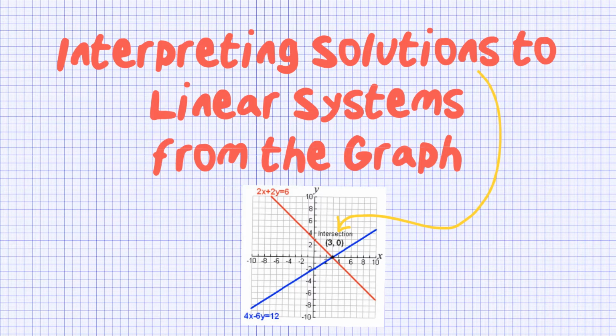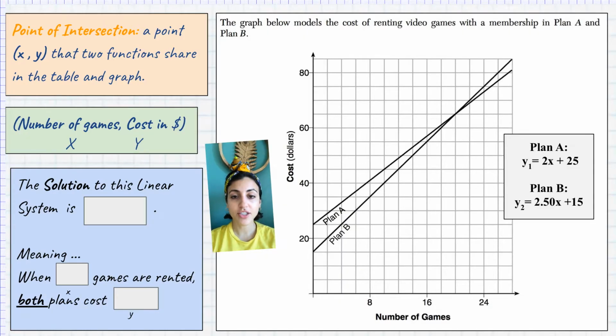Hey math students, in this video we're going to interpret solutions to linear systems from the graph. The solution to a linear system is the point of intersection. So let's look at this example. The graph below models the cost of renting video games with a membership in Plan A and Plan B.